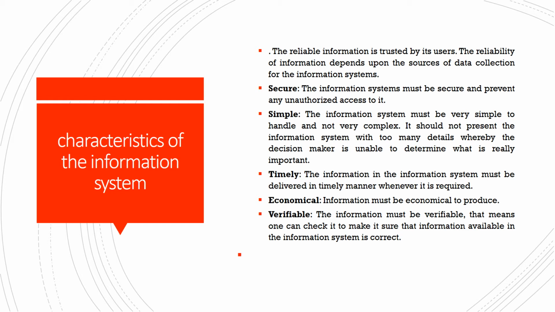Then timely: the information in the information system must be delivered in a timely manner, whenever it is required. Then economical: information must be economical to produce. Verifiable: the information must be verifiable. That means one can check it to make sure that the information available is correct or not.